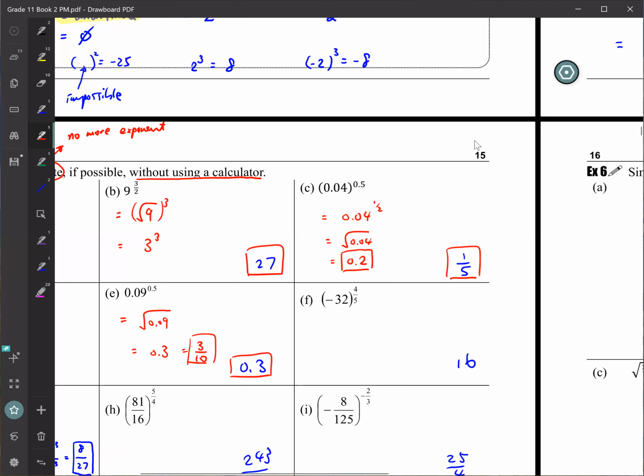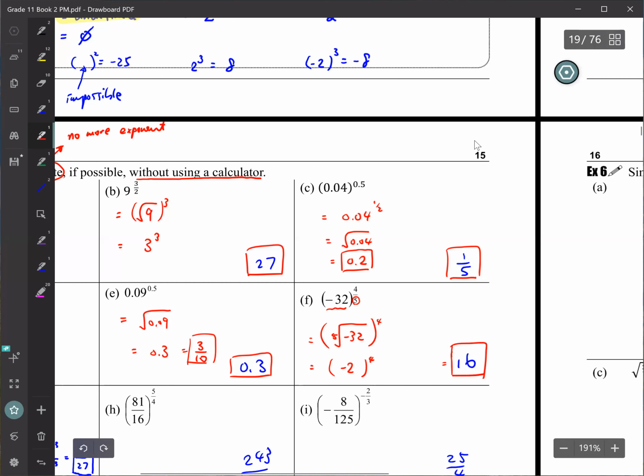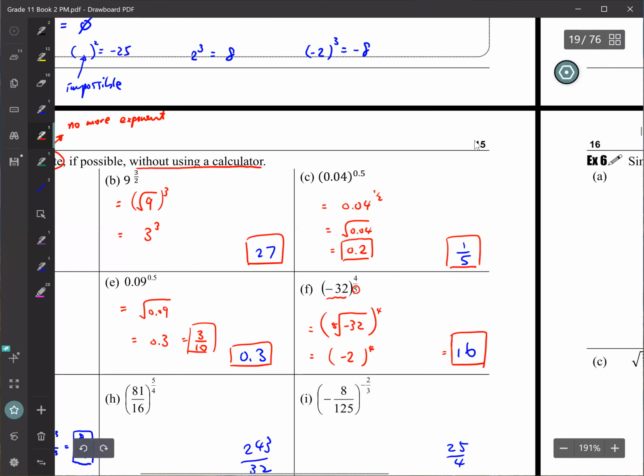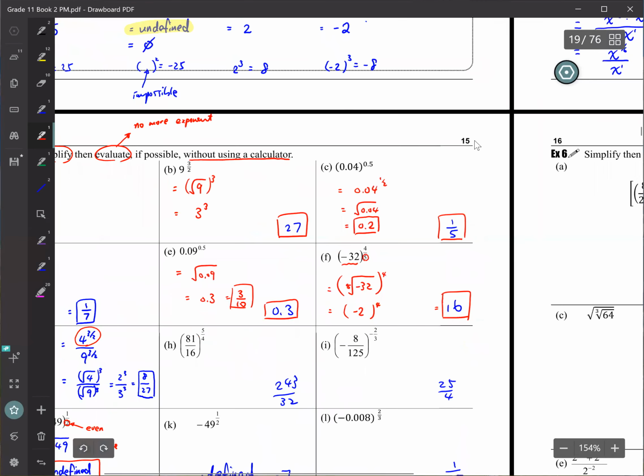This one, you have an odd root, right? Pay attention, you have a negative, and it's okay to have a negative when you have an odd root. So you have a fifth root of negative 32 to the 4. That will give you a negative 2 for the fifth root, to the 4, and results in 16, positive 16. So far, so good.